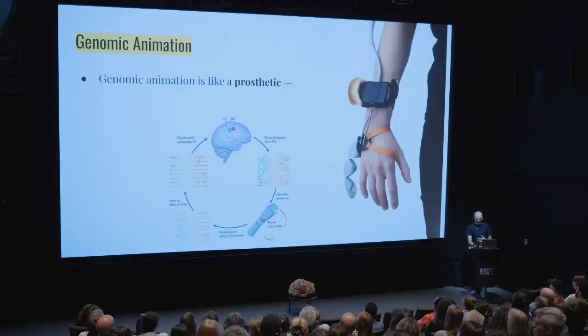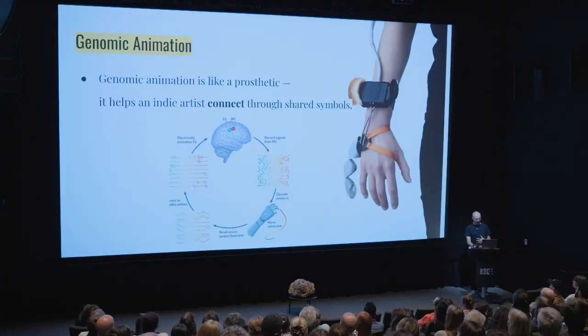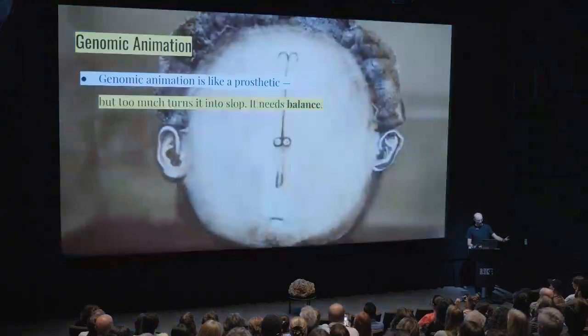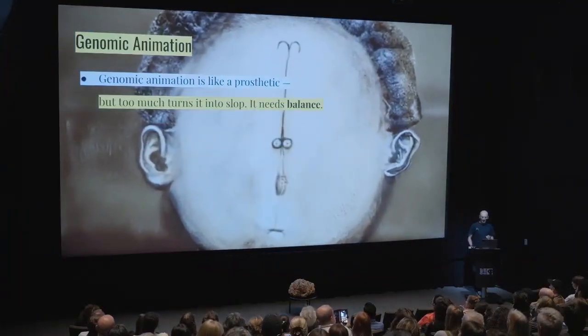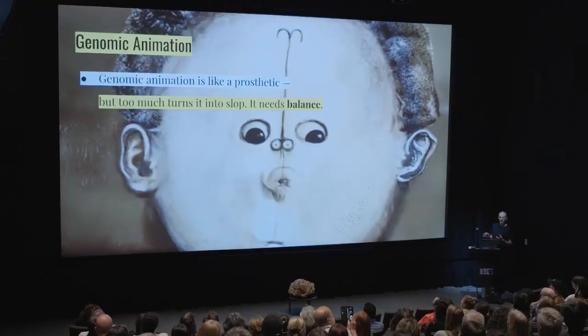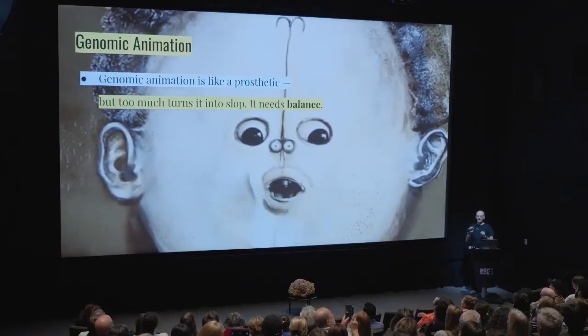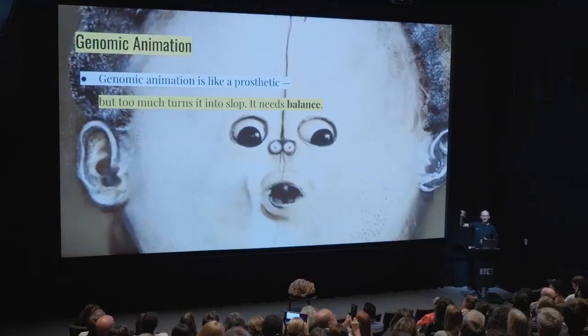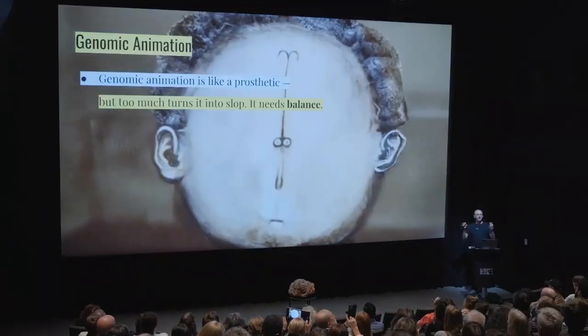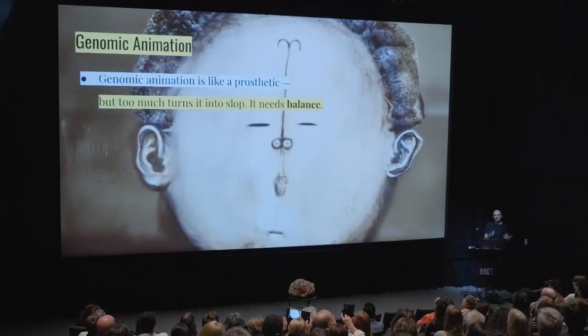It's kind of like a prosthetic, right? So it's like an extension of your creative act. It's a way to connect through shared symbols, but you need balance. So here we have an example where I have an iconic character with little eyes. This is how the database is pressuring you. It's correcting you to do what you ought to be doing based on statistics.